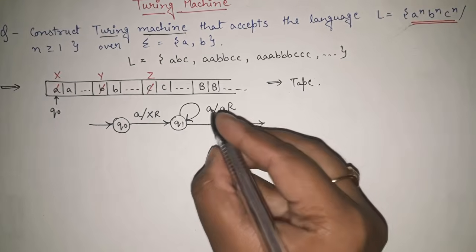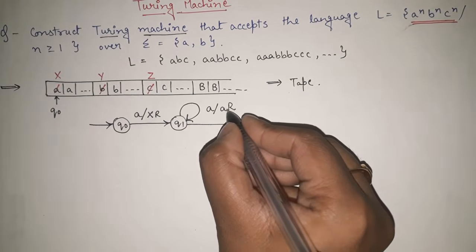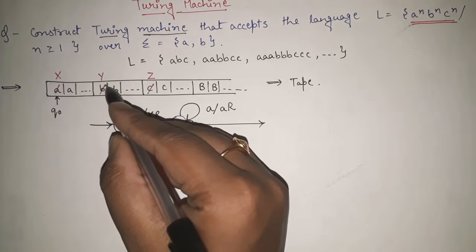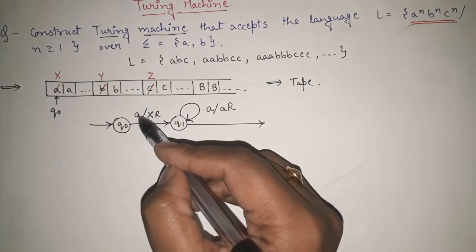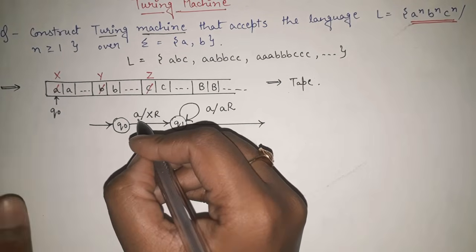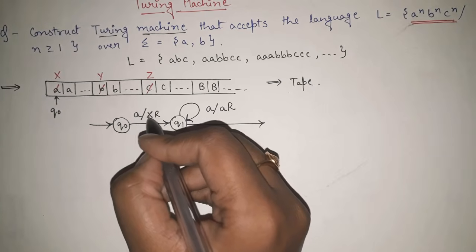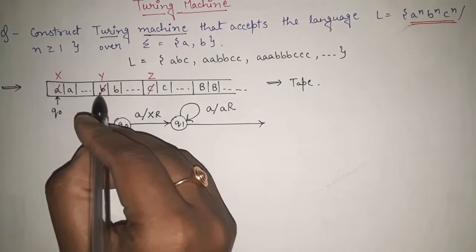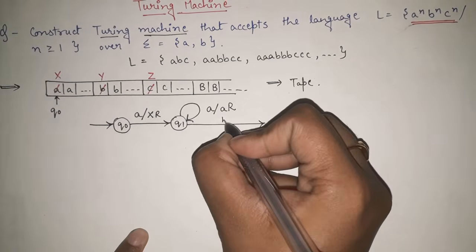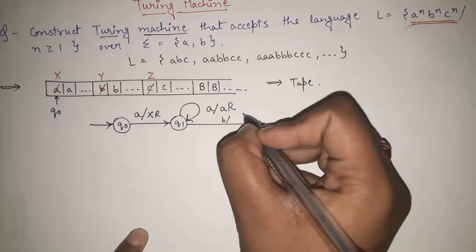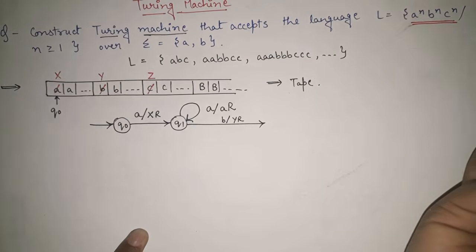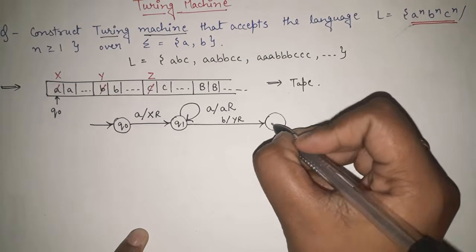Understood? If I am again getting A, I will not do anything. I will keep A as it is and then I will just move right. But if I am getting second B, after getting first A, I will cancel it out and make it X and move right. Now after getting first B in Q1 state, I again have to cancel it out. I will make B as Y, move right, and move to a new state.